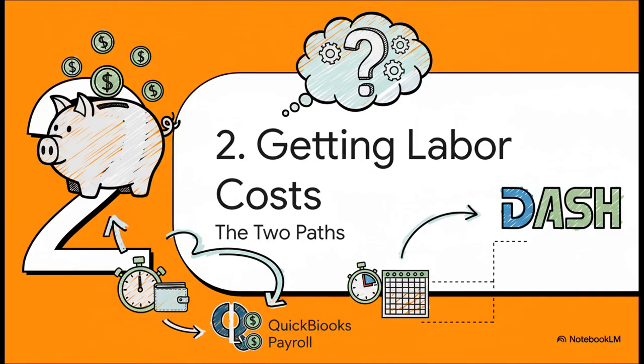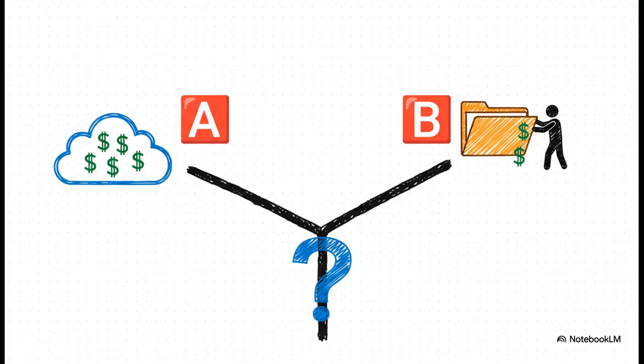All right, let's roll up our sleeves and tackle what is often the trickiest piece of job costing, labor. How you track these costs really just boils down to one simple question. Are you using QuickBooks' own payroll service, or are you using something else? So you've got to figure out which camp you're in.